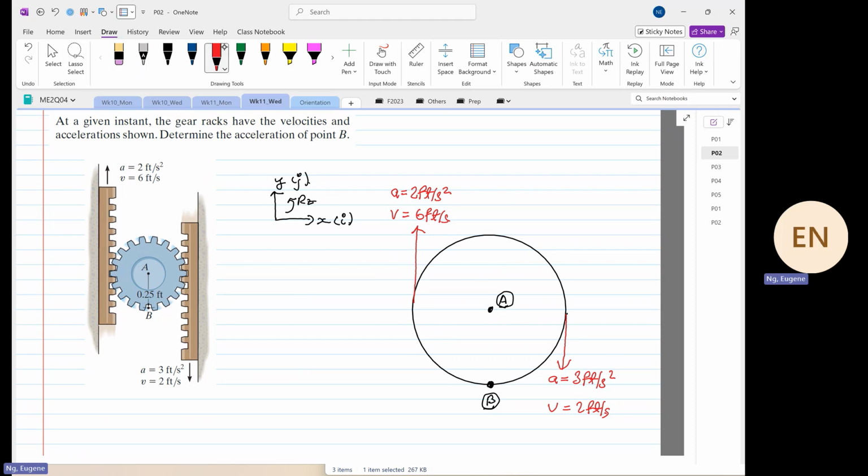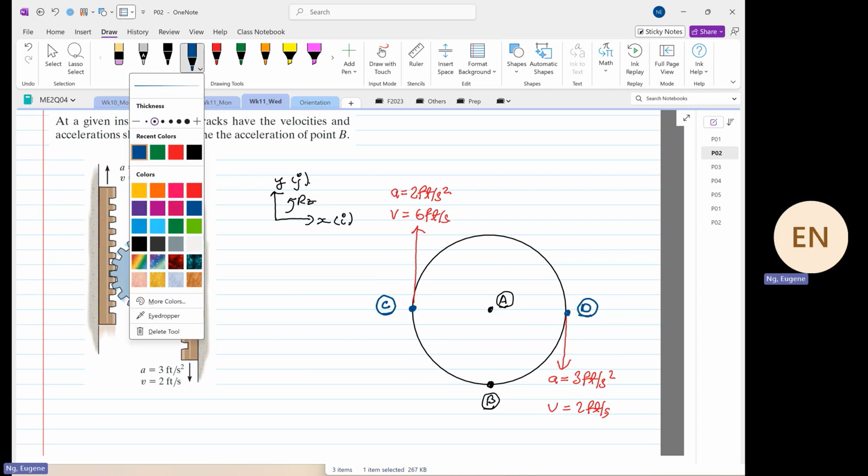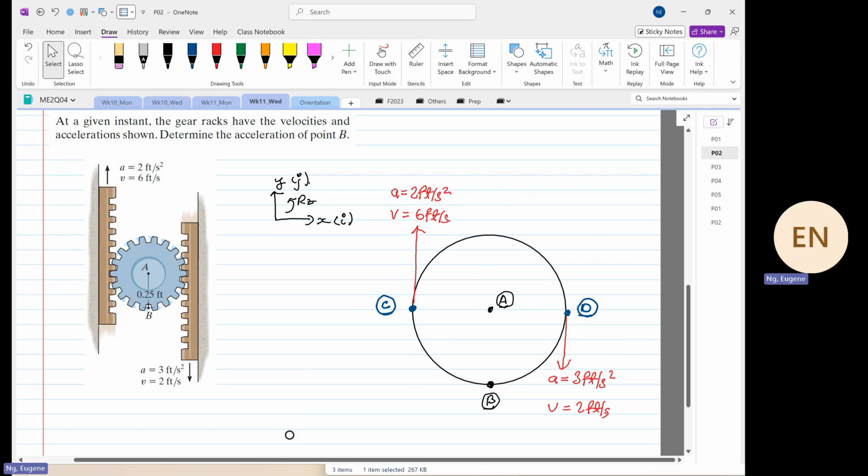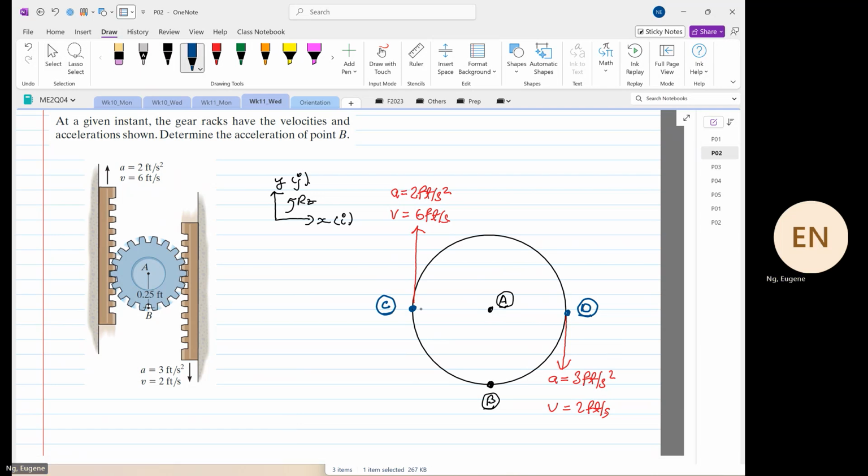So if we were to continue drawing our components, over here I decided to call this point C, and over here I decided to call this point D. So we have a point C there and a point D there. Because we have an acceleration component, we know that over here we have AC in the normal direction, pointing towards the center. And on the other side, we have AD also pointing towards the center.